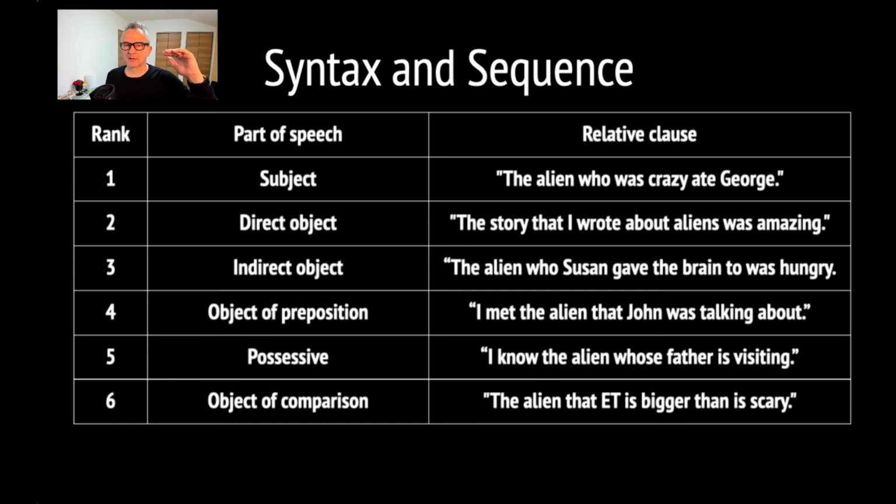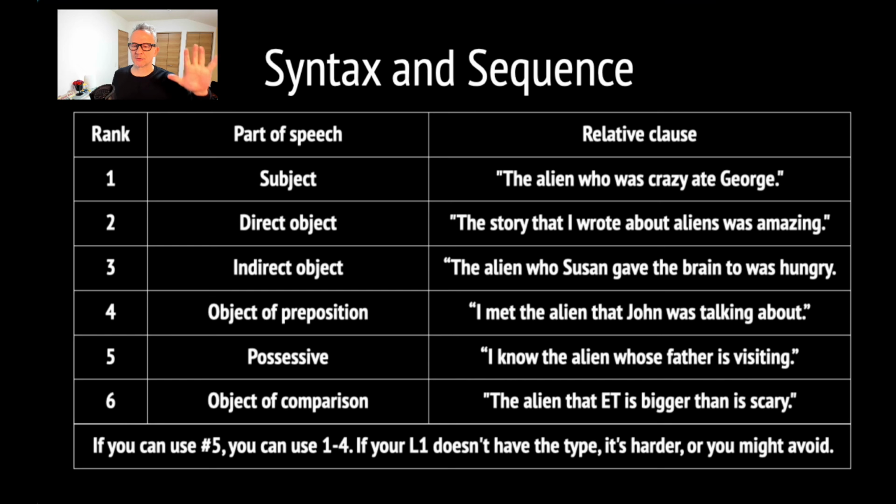What's the key point about these? Generally speaking, English language learners will learn these in this particular order because the most common ones are the easier ones and the more difficult ones are rarer. But the key point also is if you can use, for example, number 5, I know the alien whose father is visiting, you most likely can use numbers 1 through 4. If your first language does not have this type of relative clause pattern, it's probably harder for you, and learners often tend to avoid it if they don't have it in their first language.